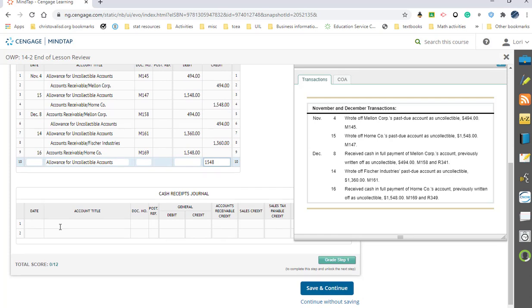Now we're going to do our cash receipts journal. So where did we receive cash from? The two times we received cash were on the 8th and the 16th. So on the 8th, we received money from, oops, I need to put December. We received money from the Mellon Corp.